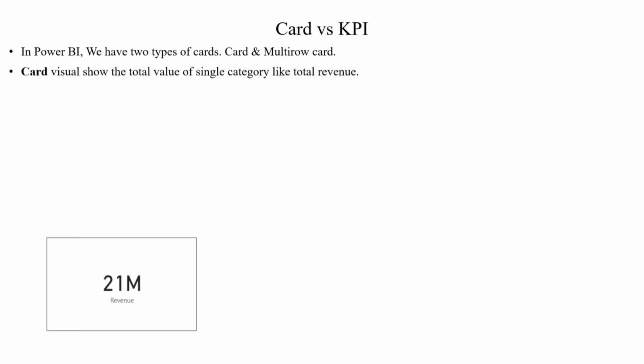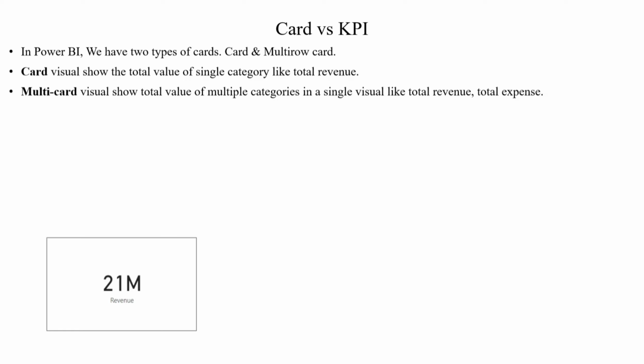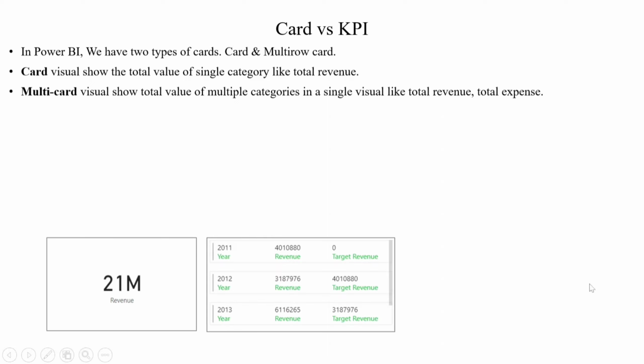Okay, and this is a sample image of card visual. Currently it shows 21M revenue. And when it comes to multi-row card, in this visual you can show the total value of multiple categories in a single visual, like total revenue, total expense and profit. You can show the three categories in a single card. Okay, and this is a sample image of multi-row card. In 2011, how much revenue we generated and what's the target revenue. Currently it shows three categories in each row. Okay, this is the concept of card and multi-row card.